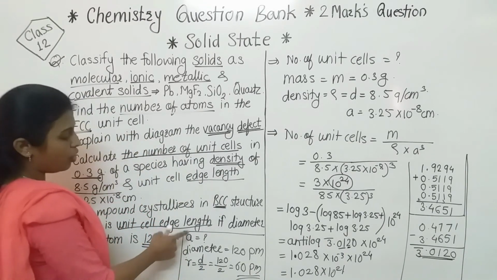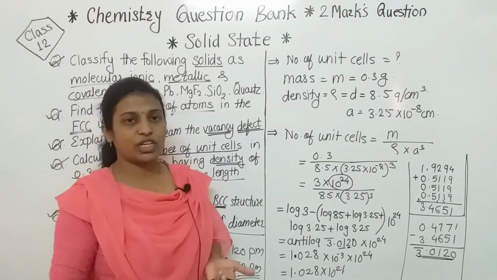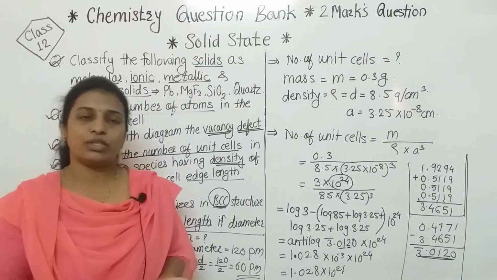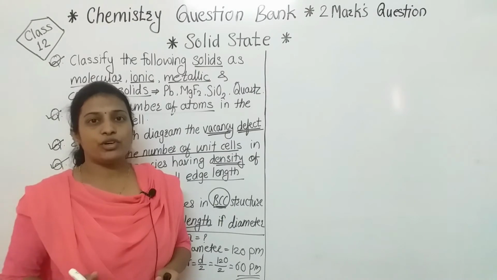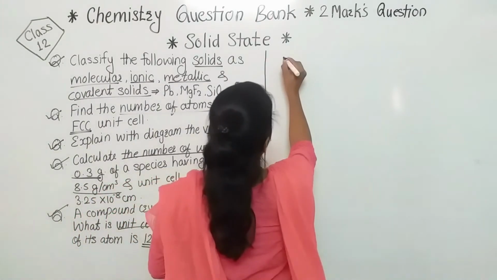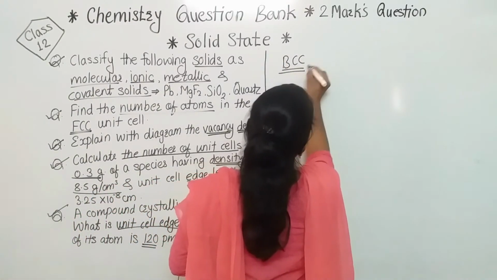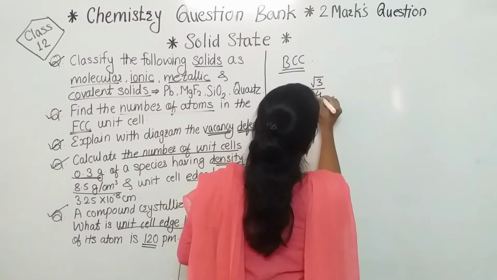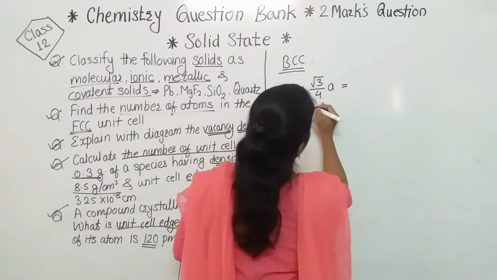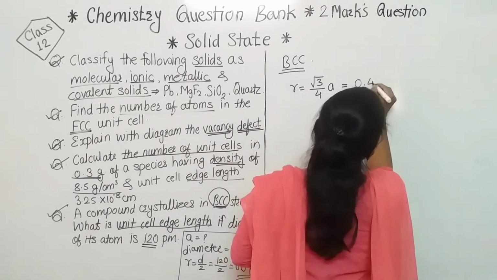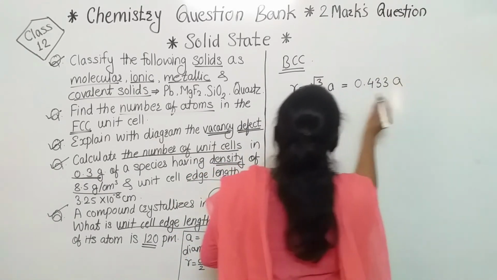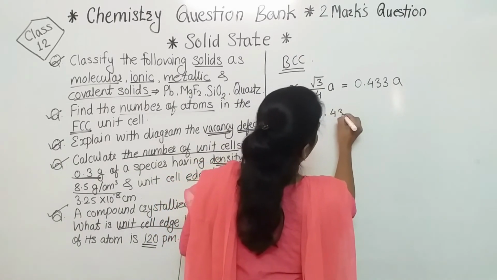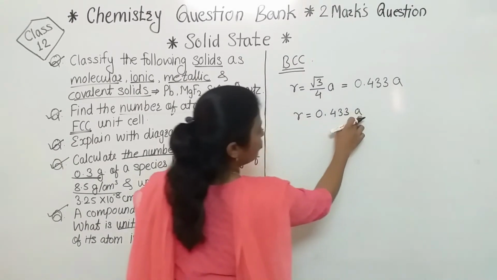तो यहाँ पे ए और आर का हमें रिलेशन पता होना चाहिए फॉर BCC एंड इन दिस वे सिंपली वी कैन फाइंड आउट द एज लेंथ. तो क्या है वो रिलेशन, अगर हम कंसिडर करते BCC, फॉर दैट BCC R is equal to √3/4A. That can also be written as 0.433A. Means here we have to use the relation, that is R is equal to 0.433A. यहाँ पे हमें find out करना है A.